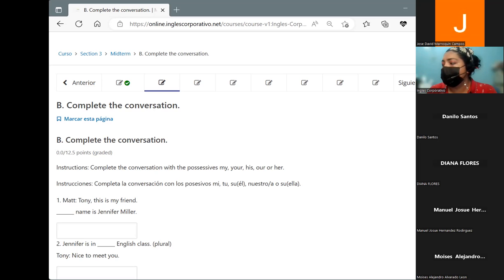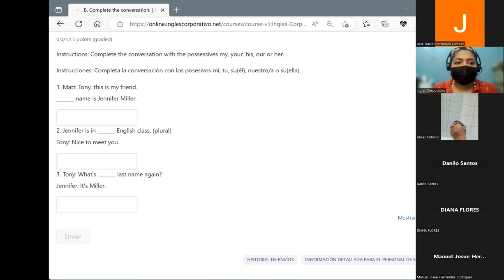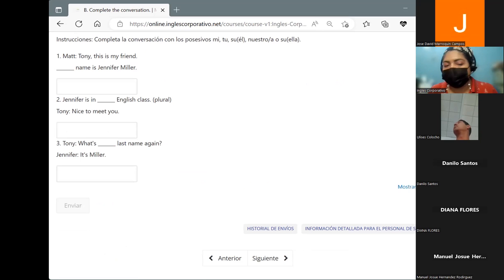Este es uno de los temas que ya habíamos visto con anterioridad, porque acuérdense que el midterm abarca los temas que ya se trabajaron. So, we are going to begin with this sentence that we have here. We have just three sentences. Matt es la persona que habla. Tony, this is my friend. Name is Jennifer Miller. Estamos presentando a alguien y les voy a dar un momento para que ustedes analicen cuál es el posesivo que corresponde y me ayudan con la respuesta.